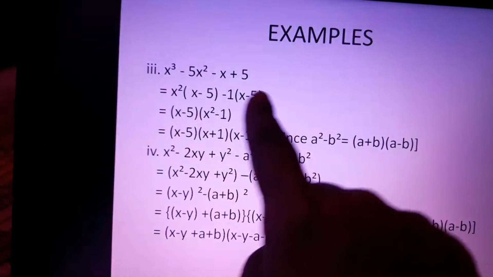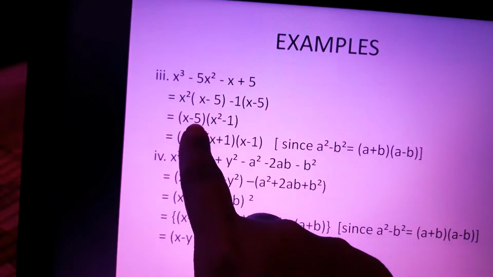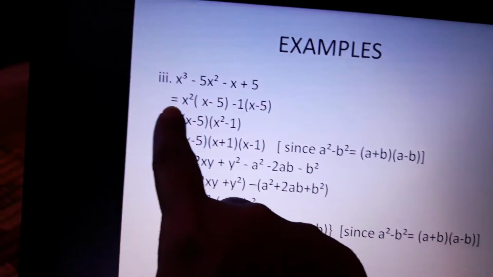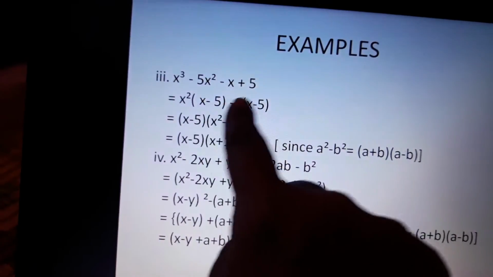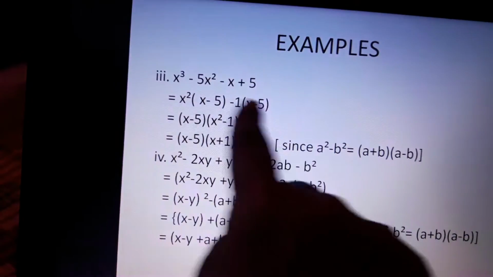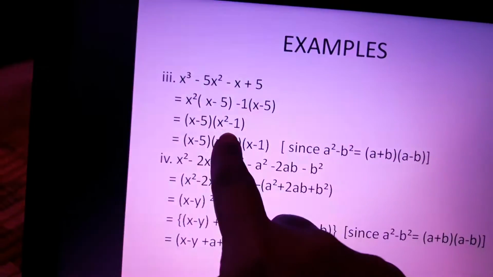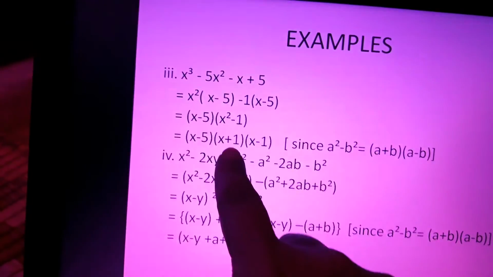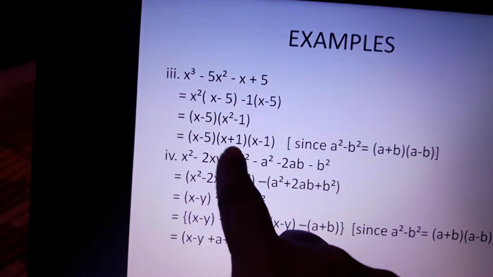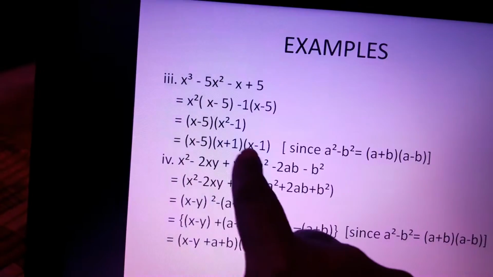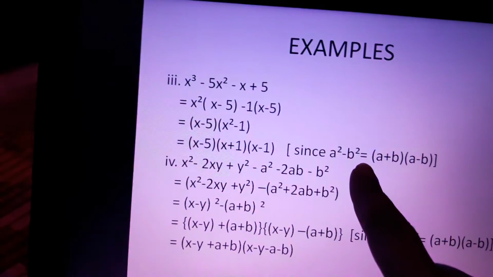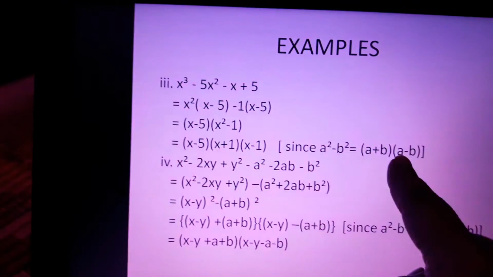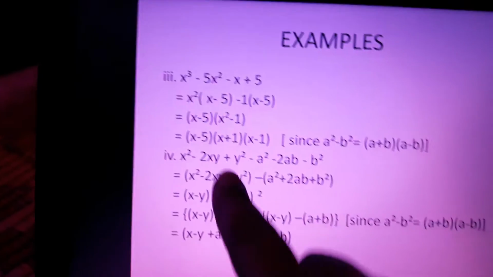Close this bracket. Now here see x minus 5 into x square minus 1. How has this happened? We have taken x minus 5 common from these two terms. This is one term, this is another term. From these two terms I have taken x minus 5 common. So we are left with x square minus 1. Now x square minus 1, again we can write as difference of two squares. So x minus 5 into x plus 1 into x minus 1. And you must give the reason: a square minus b square equals a plus b into a minus b. See the last example here.